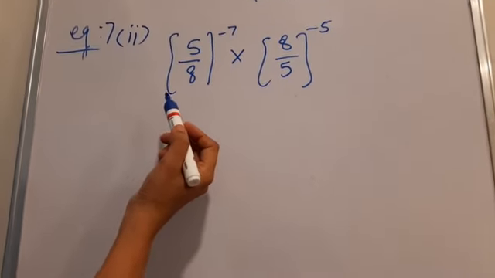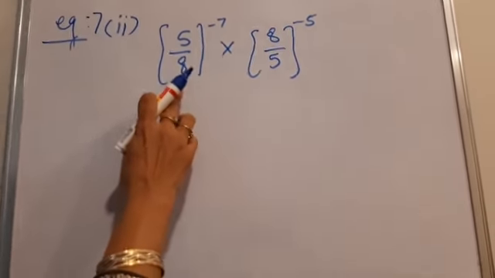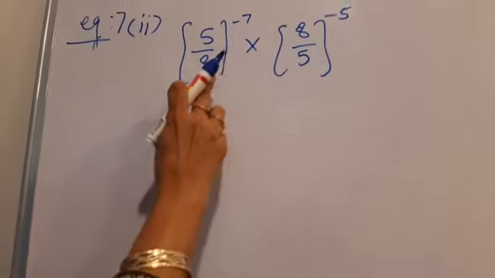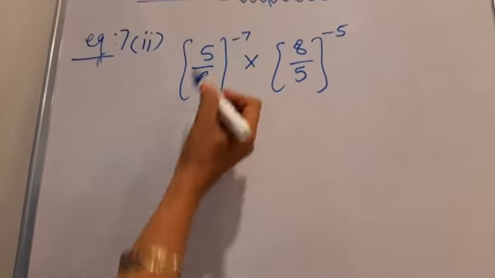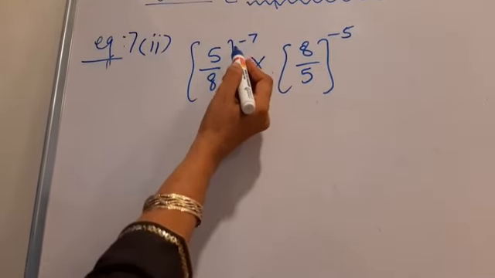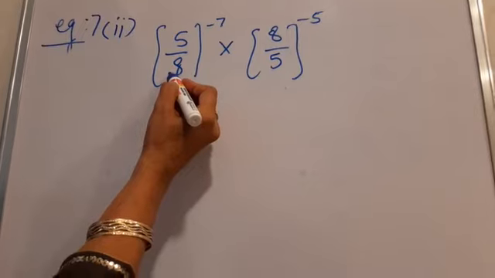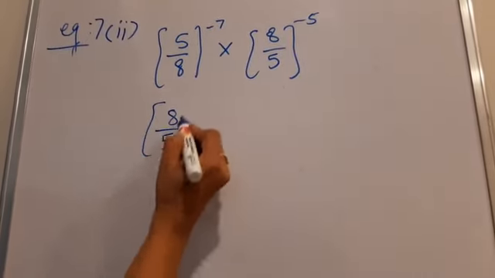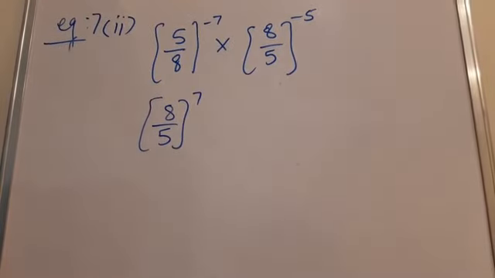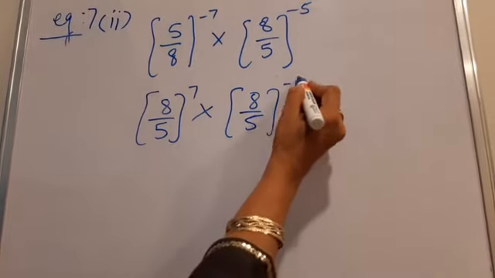Now I am telling you one more way to solve this example. In this we will change this power to positive. How will you make it positive? By taking the inverse of the number given inside. So it will become 8 by 5 raised to power 7 into 8 by 5 raised to power minus 5.